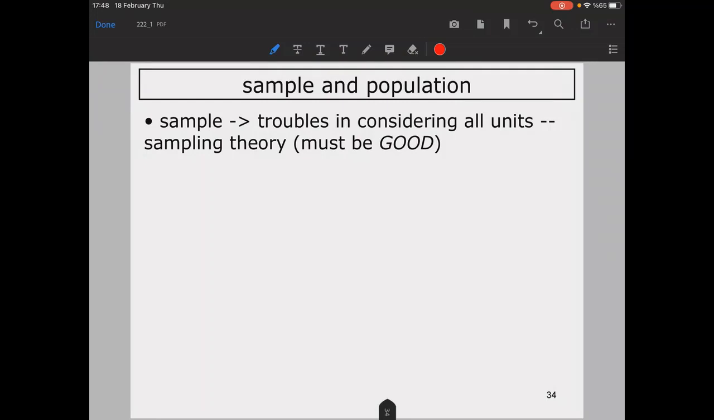That's the idea. Whatever the population we're dealing with, usually we have trouble considering all units when we're trying to work with that population, to understand that population. Why? Because you cannot reach them. Just imagine you're making a survey about the elections, for example, in Turkey or something like this.